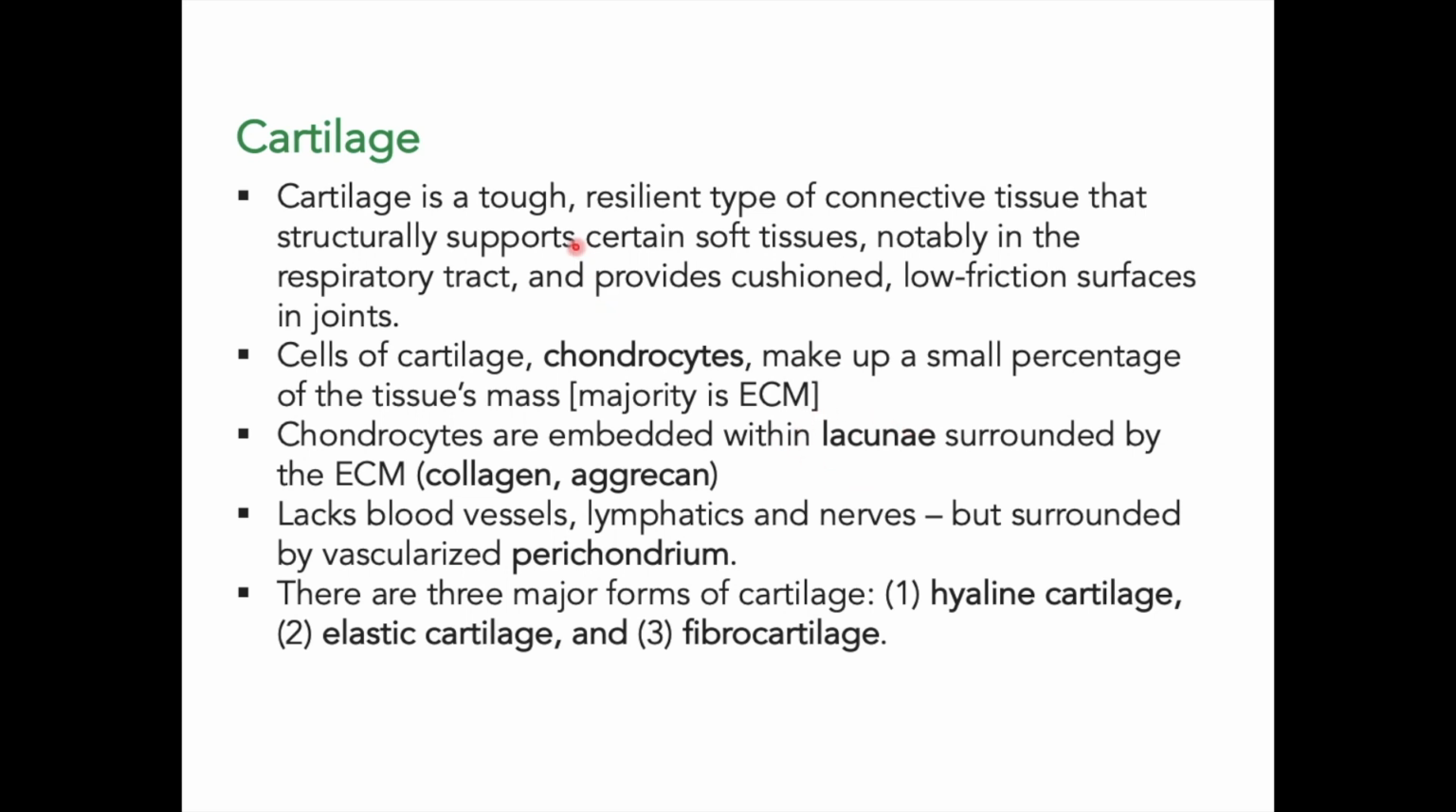So usually cartilaginous tissue, they lack blood vessels, lymphatics, and nerves. So how do they get the necessary nutrients or oxygen? Through the perichondrium, because the perichondrium is highly vascularized. So doon nagdi-diffuse yung mga nutrients and oxygen of your cartilaginous tissue.